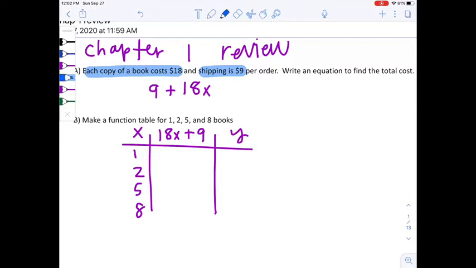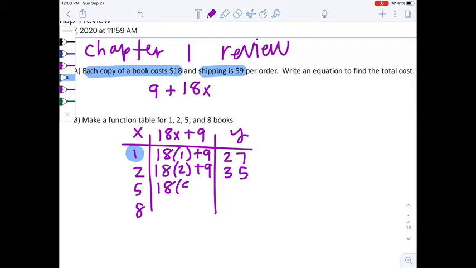So first thing I'm going to do is plug in the first x into my variable of x. So I have 18 times 1 plus 9. Well, 18 times 1 is 18, plus 9 is 27. So if I buy one book, it's going to cost me $27. If I buy 2 books, I'm going to plug in a 2 for x. 18 times 2 is 36, plus 9 is 45. So if I buy 2 books, it's going to cost $45.